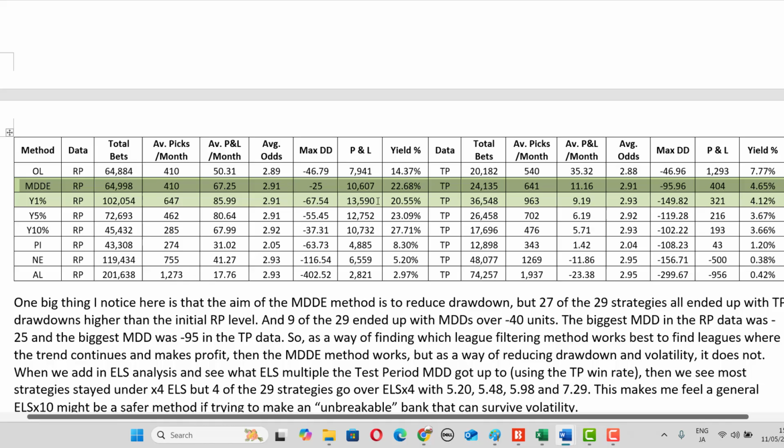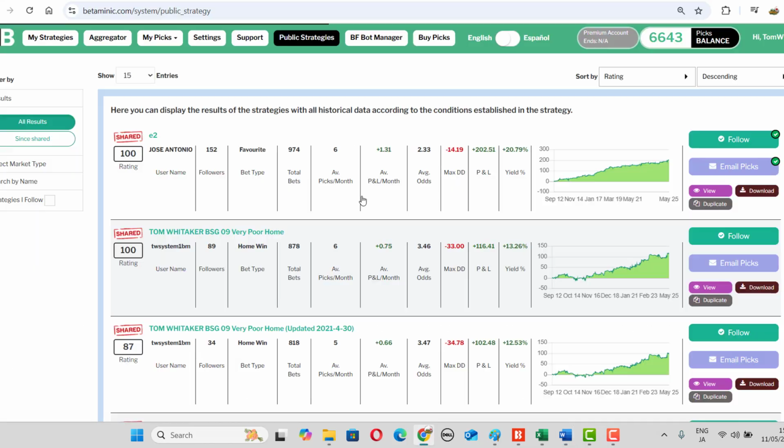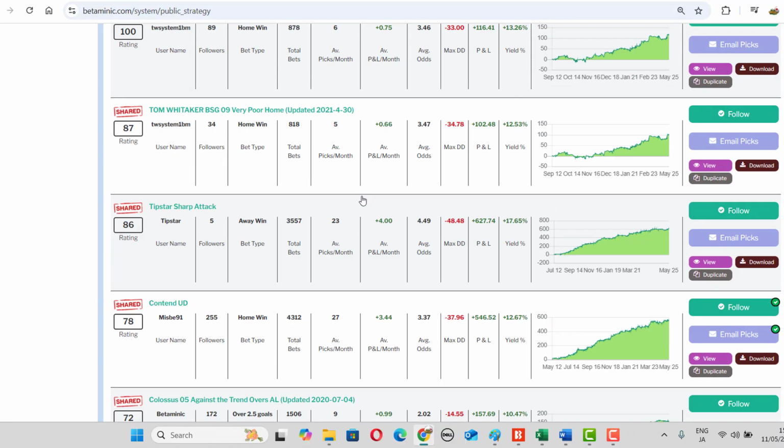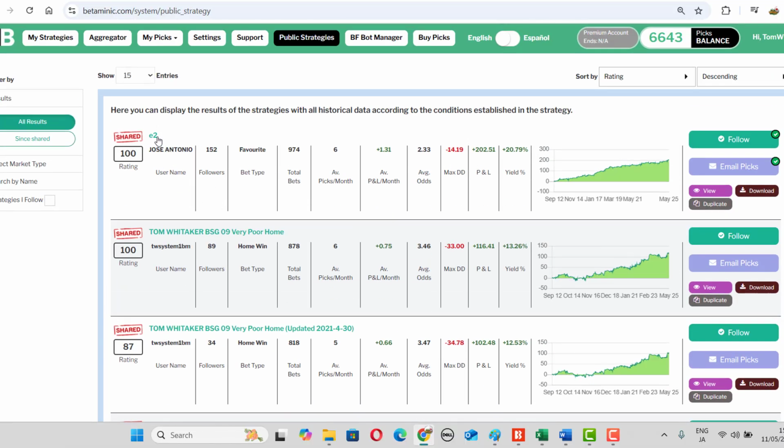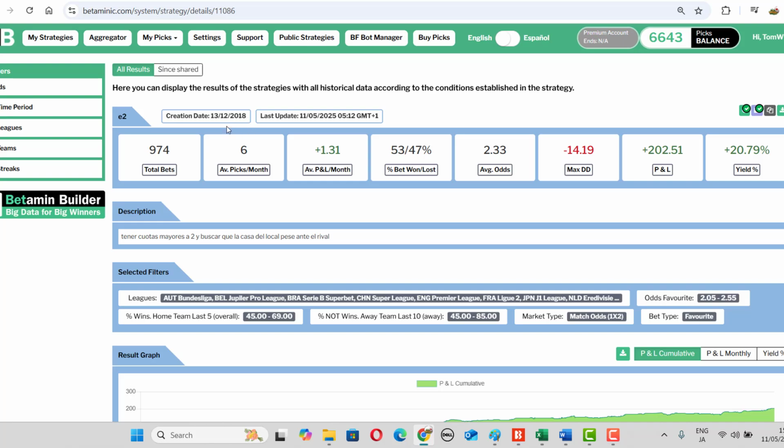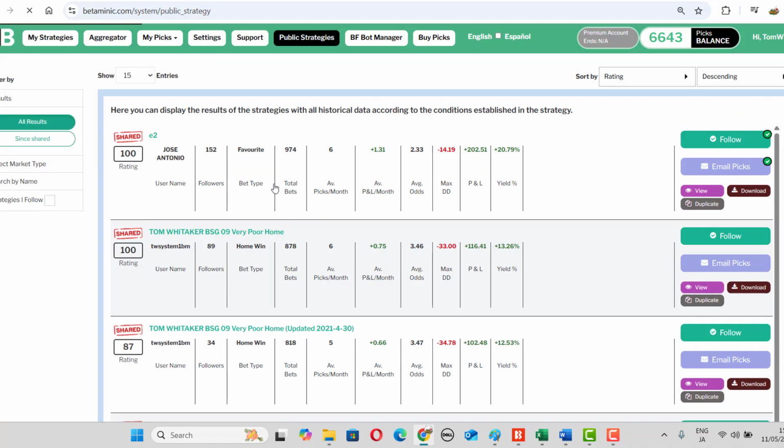So this is the significant result of my review, which is that when we have all these public strategies, a lot of these were created quite a while ago. Like some of these were created in 2018, and that was back in the time when there were only 55 leagues in the database of Betaminic. And at some point, surely we need to update these strategies with the latest data.